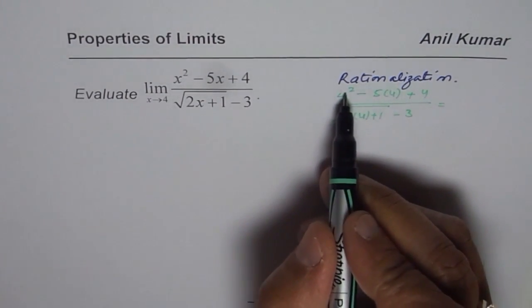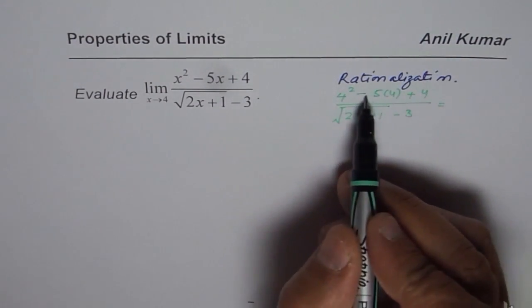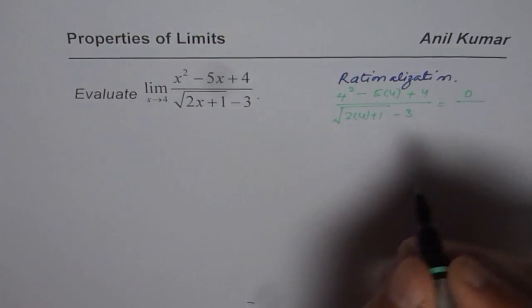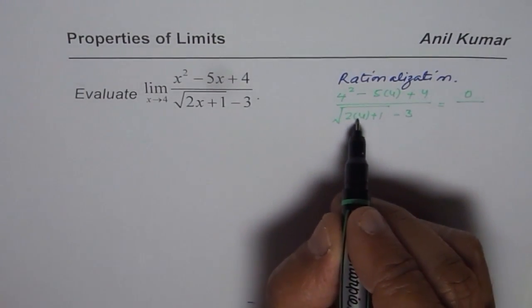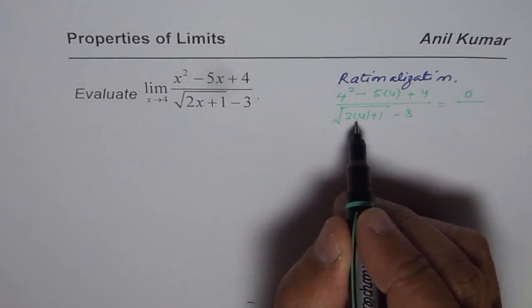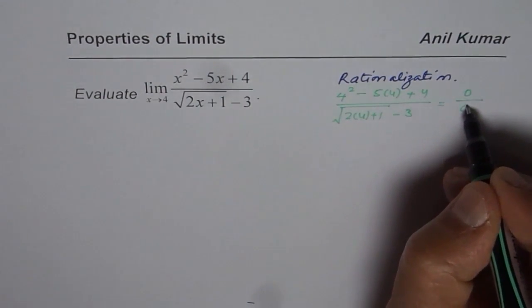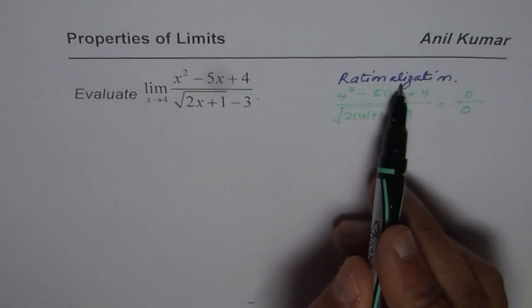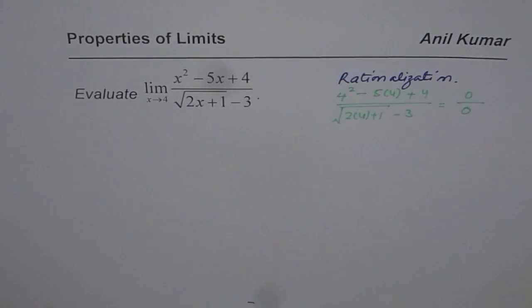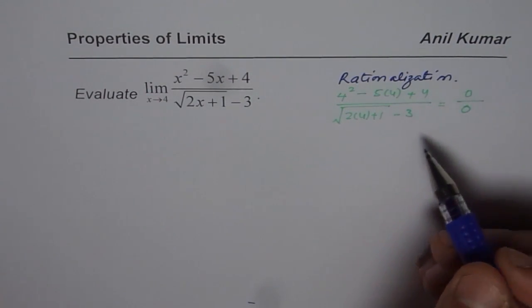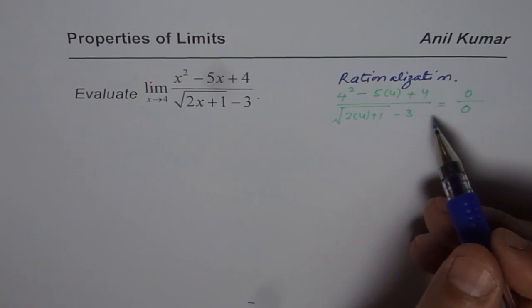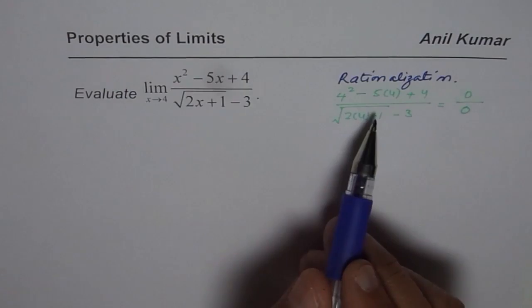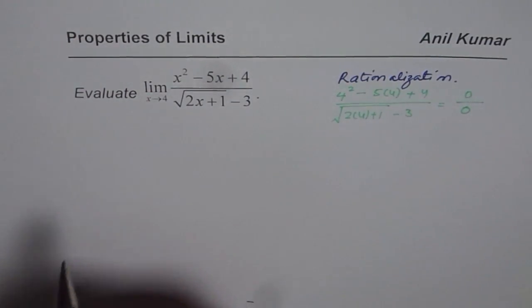Now 4 squared is 16, 16 plus 4 is 20, minus 20 is 0. And then we have 2 times 4, 8, 8 plus 1, 9, square root of 9 is 3, 3 minus 3 is also 0. So that is indeterminate, right? And that is why we are using rationalization. I'm purposely doing it in light ink because I just want to show this. This is not necessary, but it's good to do whenever you have such questions.